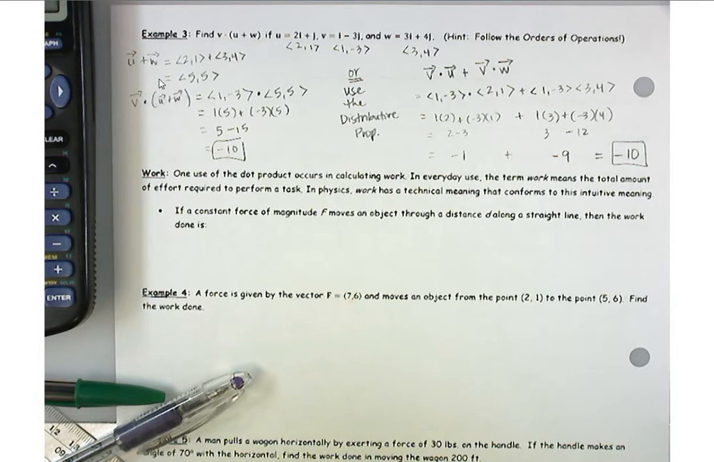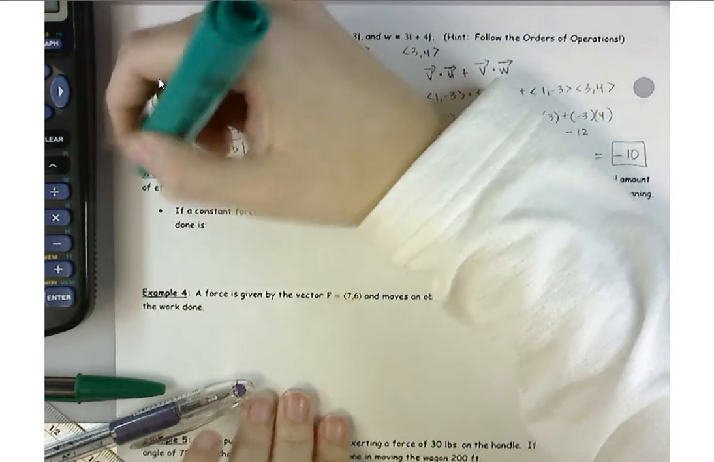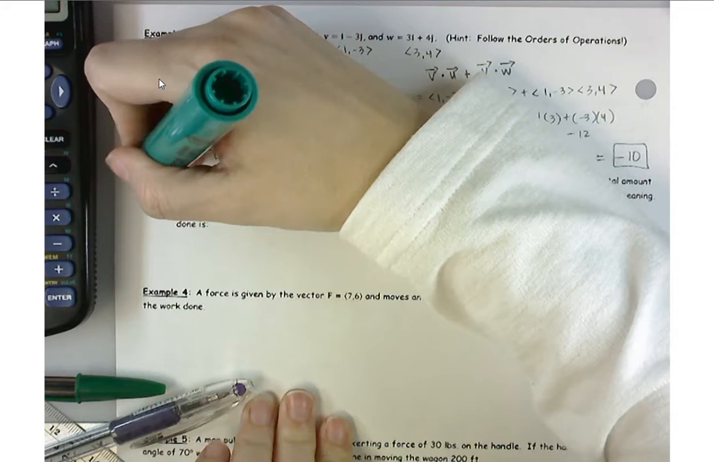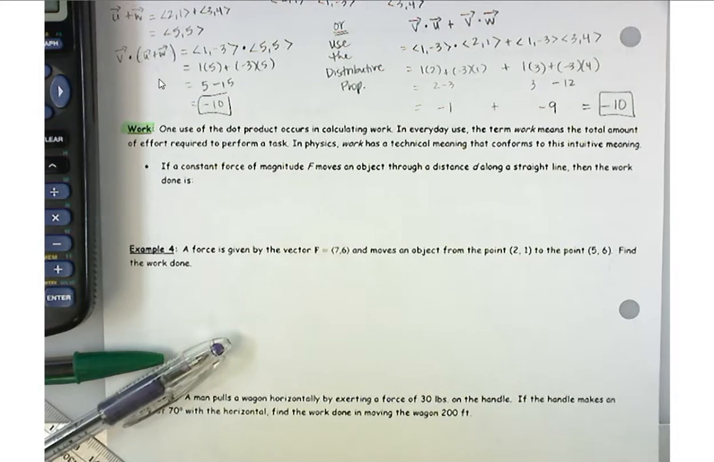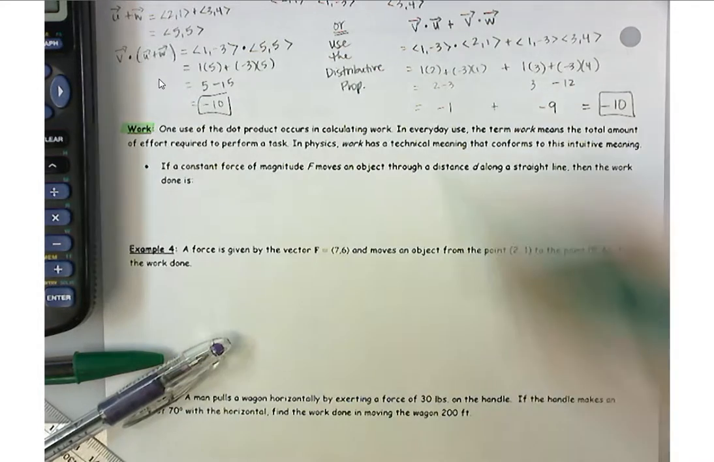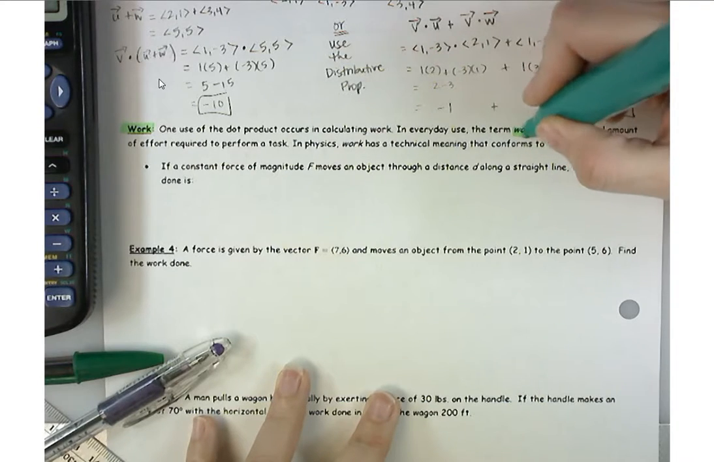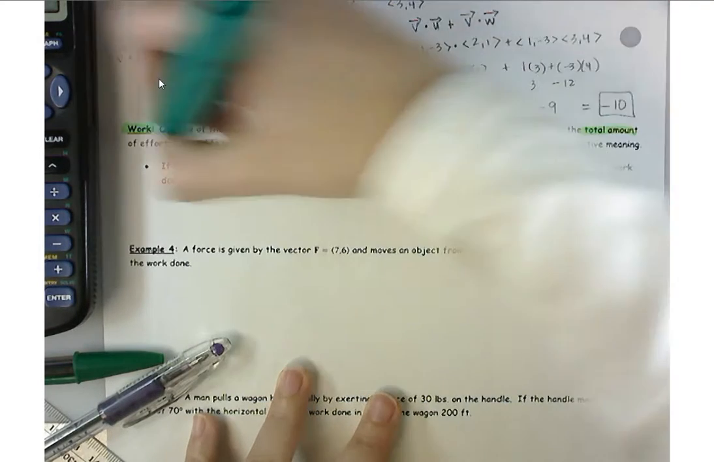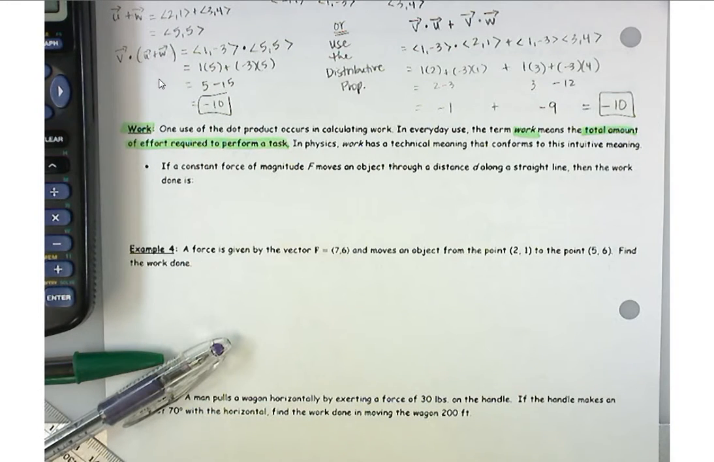All right, then the next thing we're going to talk about is work. Okay, so one practical use of the dot product is to calculate work. So in everyday use, you think of work as the total amount of effort required to perform a task. Okay? In physics, the work has a technical meaning, but it conforms to that intuitive meaning.